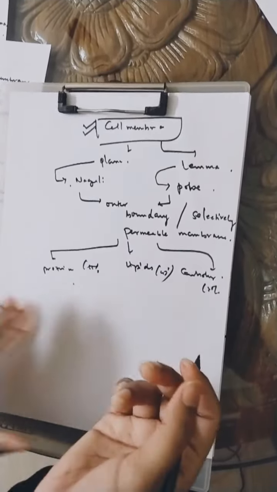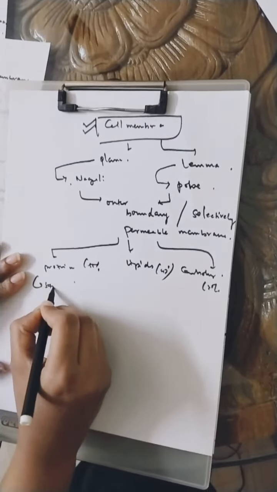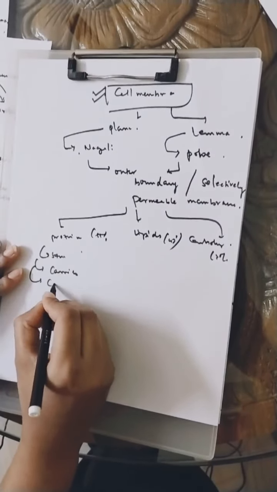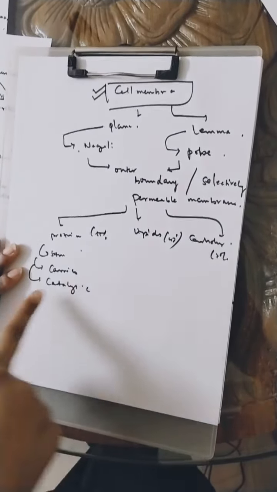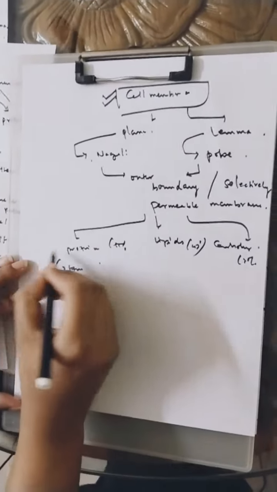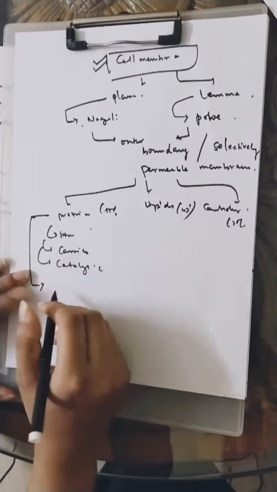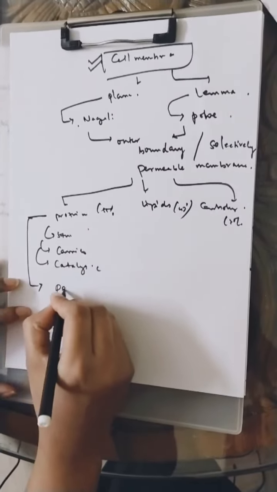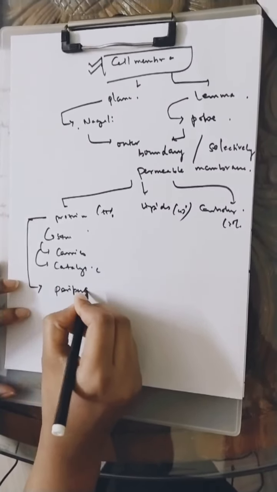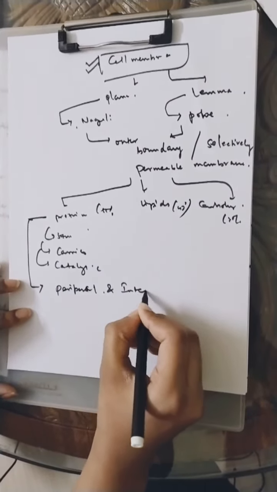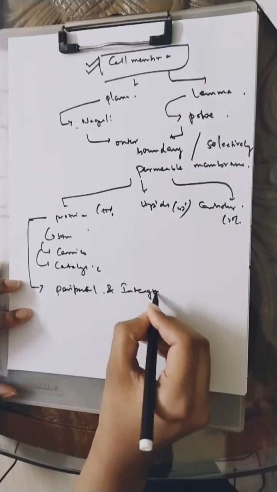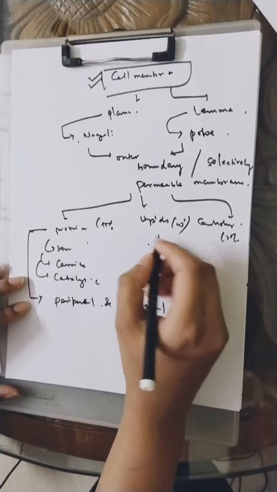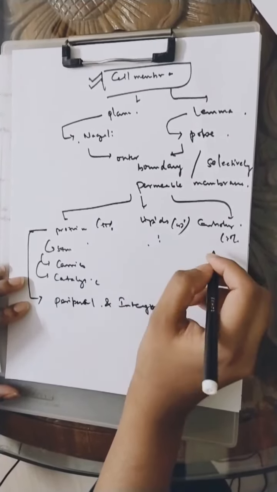Proteins again have structural, carrier and catalytic roles, depending upon their functions. When it comes to their presence, whether on the surface or internal, they are peripheral and integral proteins. When it comes to lipids, phospholipids and cholesterol are present, and phospholipids again include phosphatidyl choline and ethanolamine.